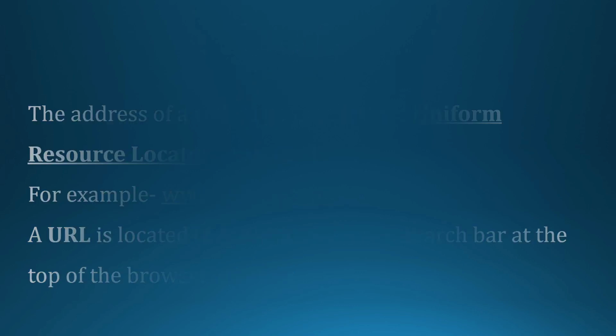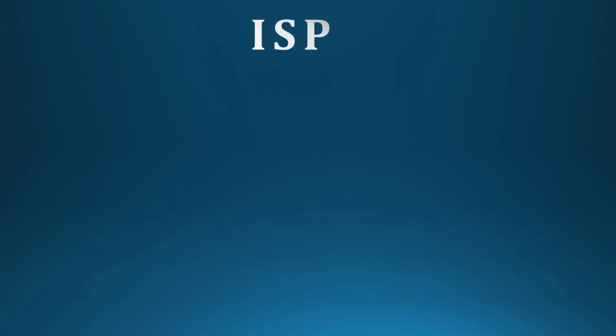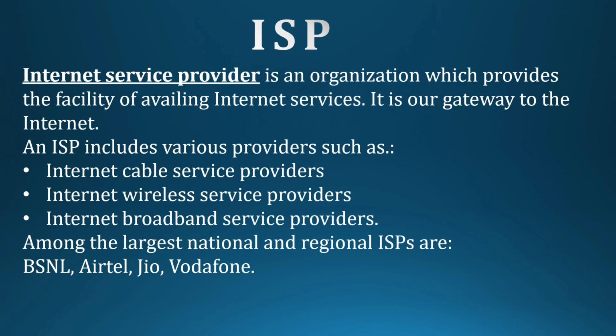Next topic is ISP. ISP means Internet Service Provider. An Internet Service Provider is an organization which provides the facility of availing Internet services against a fee. ISP means gateway to the Internet. It is a passage through which you can communicate with other computers or electronic devices. ISPs include various providers such as Internet Cable Service Providers, Internet Wireless Service Providers, and Internet Broadband Service Providers.